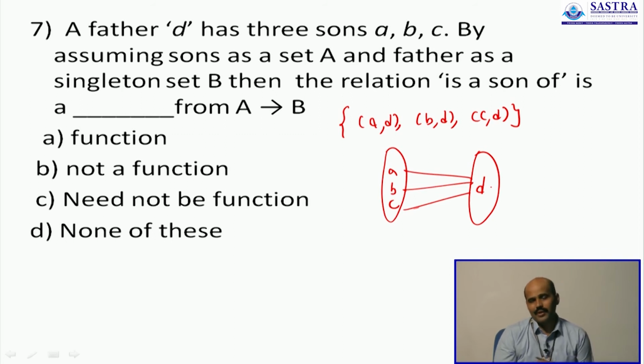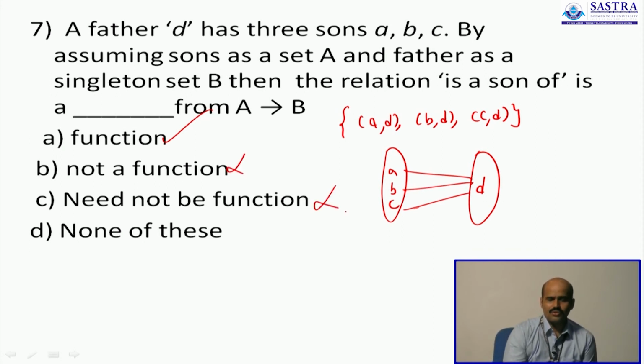So every element has an image, every element has only one image, and therefore it is clearly a function. And you can't find any evidence to support option B. Option B is not right, and there is no uncertainty either. It is very obvious that this relation forms a function, and none of the above is also not applicable here.